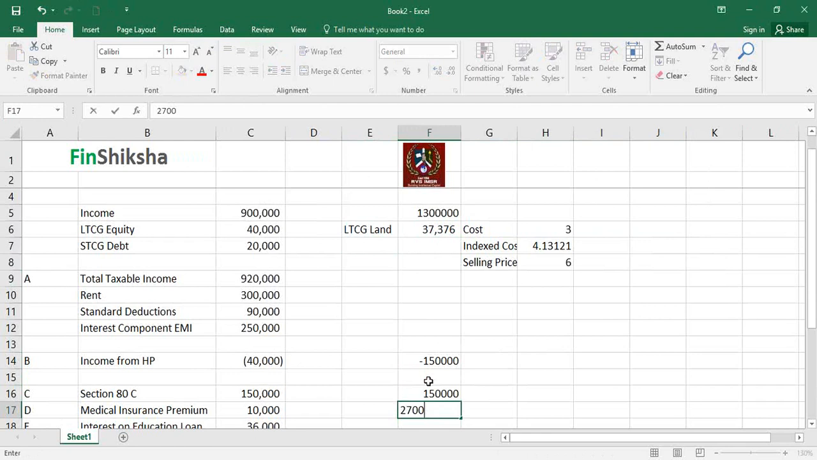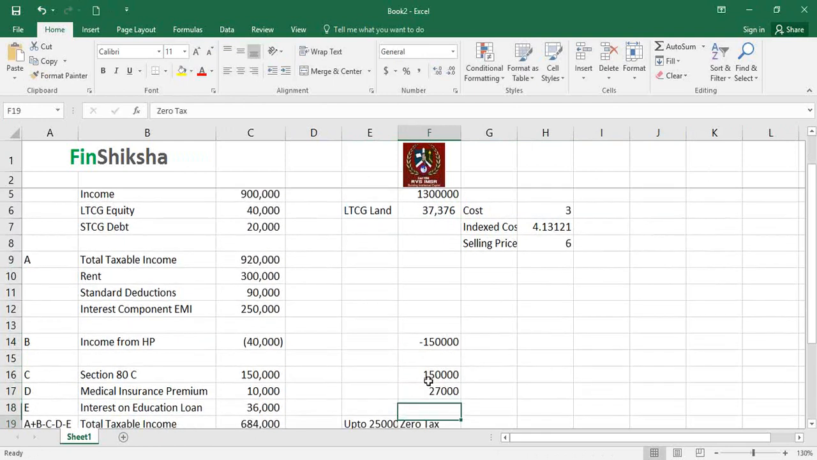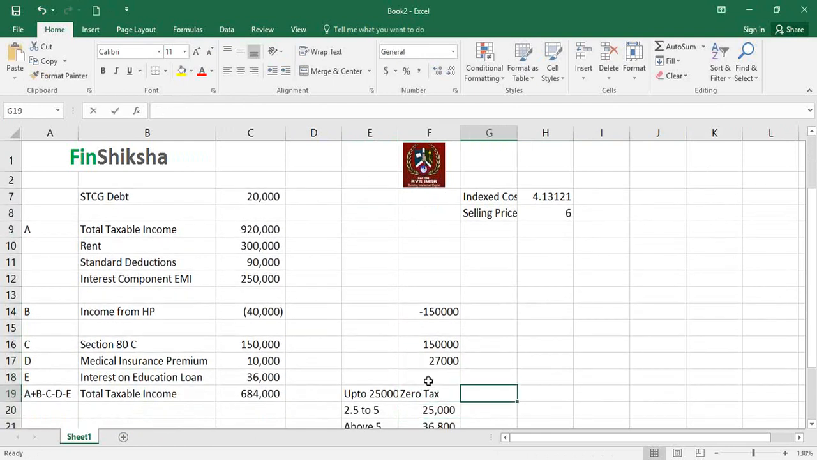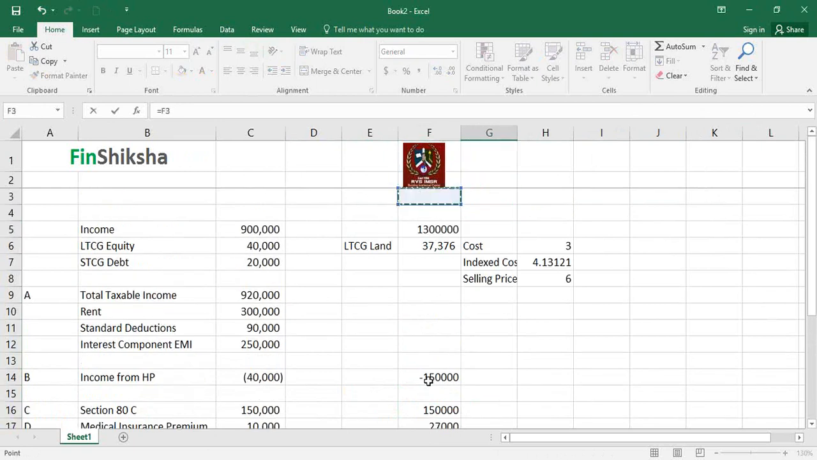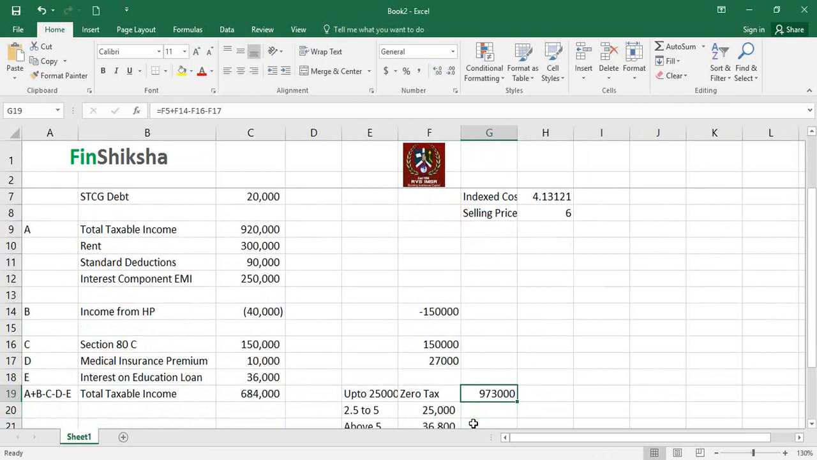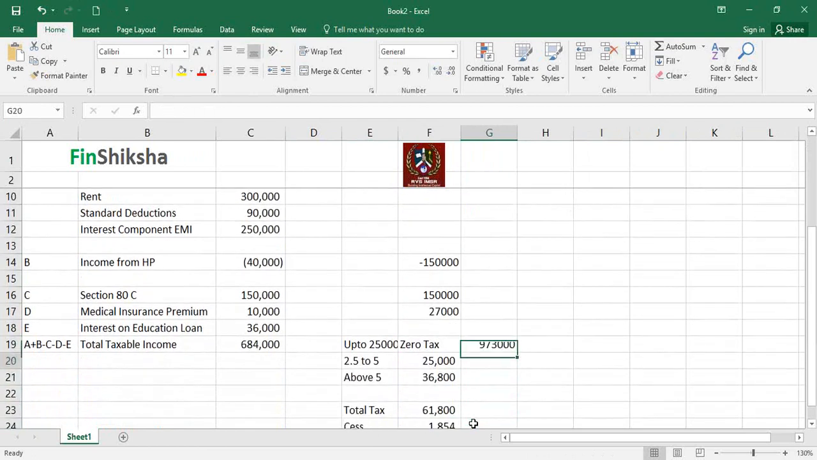Medical insurance total premium 27,000. No education loan, nothing. So the total value that comes out is 13 plus 1.5 negative minus 1.5 minus 27,000. That gives me the taxable income. On this we can calculate the tax value.